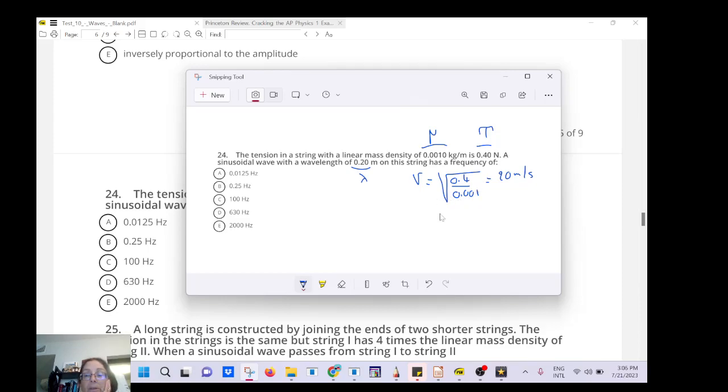And so the frequency is the speed divided by the wavelength. So it's going to be 20 divided by 0.2. So that's going to be 100 hertz, because 20 divided by 2 is 10, and 10 times 10 is 100.